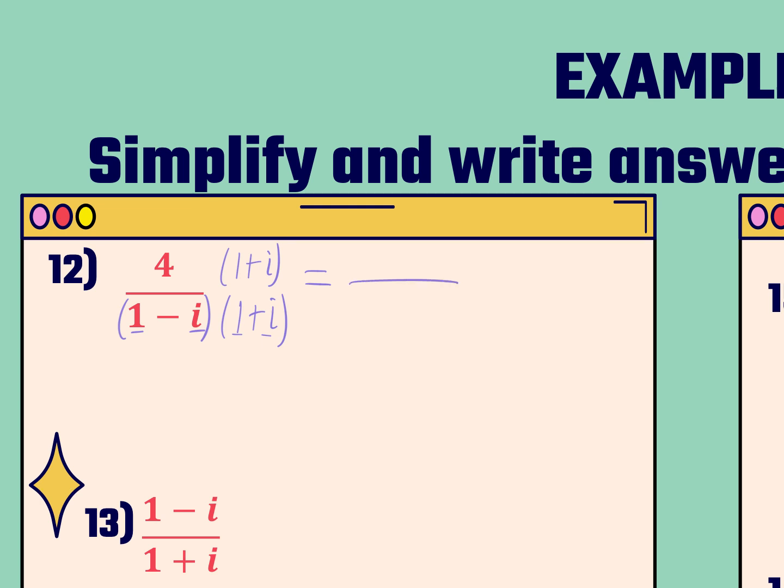And then the bottom, we did something like this in the previous slide, or the slide before that, right? We got 1 squared plus the real part of i, which is 1i, so it's going to be 1 squared. And 1 squared plus 1 squared is 1 plus 1, which is 2. So this becomes a 2. And then we can distribute this 4 to the top, and it becomes 4 plus 4i. So our answer, we get 4 plus 4i over 2.